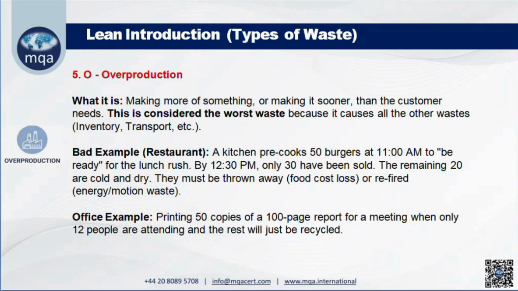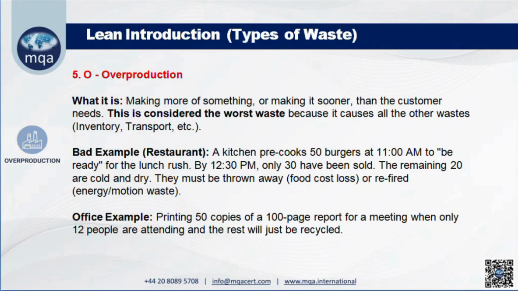Then overproduction: we make more of something, or make it sooner than the customer needs. And that leads to most other waste because it is all adding up. Take a restaurant. People know typically the number of burgers or food items being sold during lunch. By 12:30, only 30 have been sold out of 50. You had them pre-cooked or half-cooked in anticipation that there will be a lot of customers, and the customers do not turn up in those numbers. So the remaining go bad and have to be thrown away.